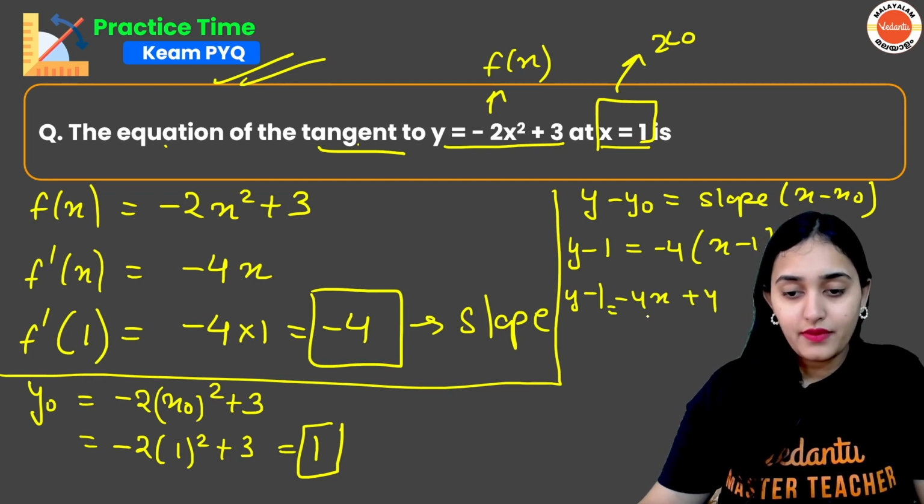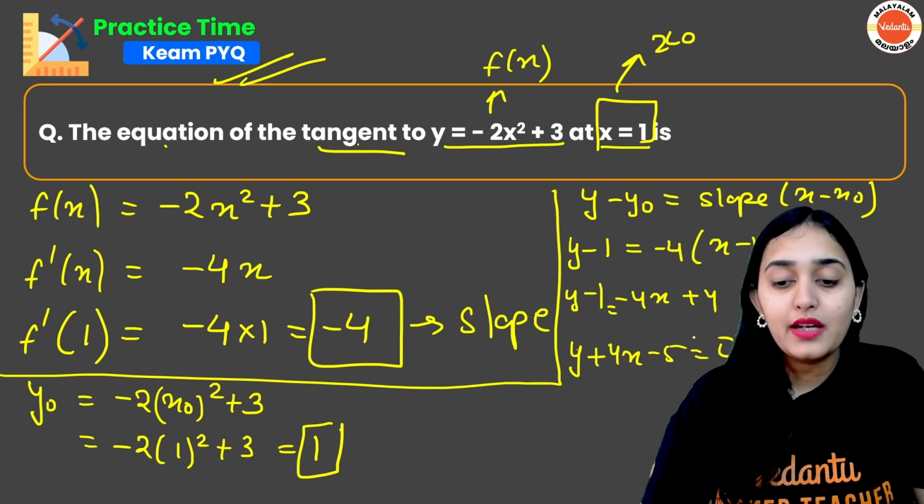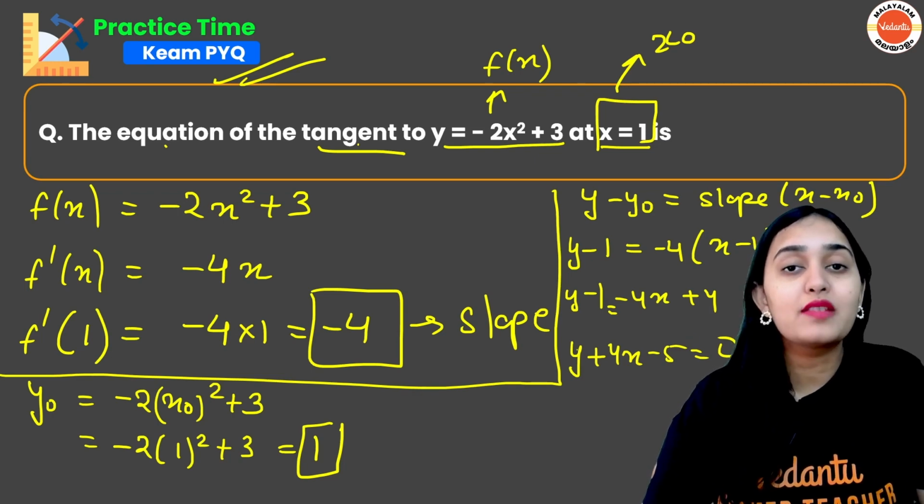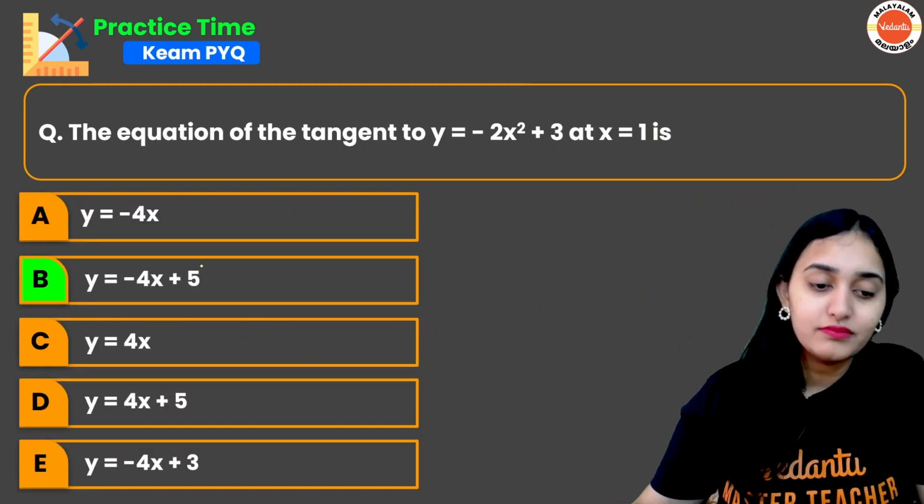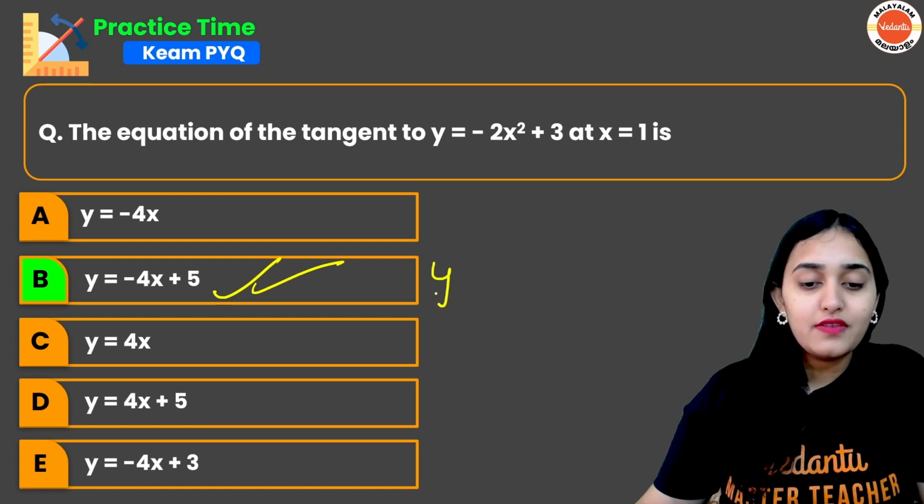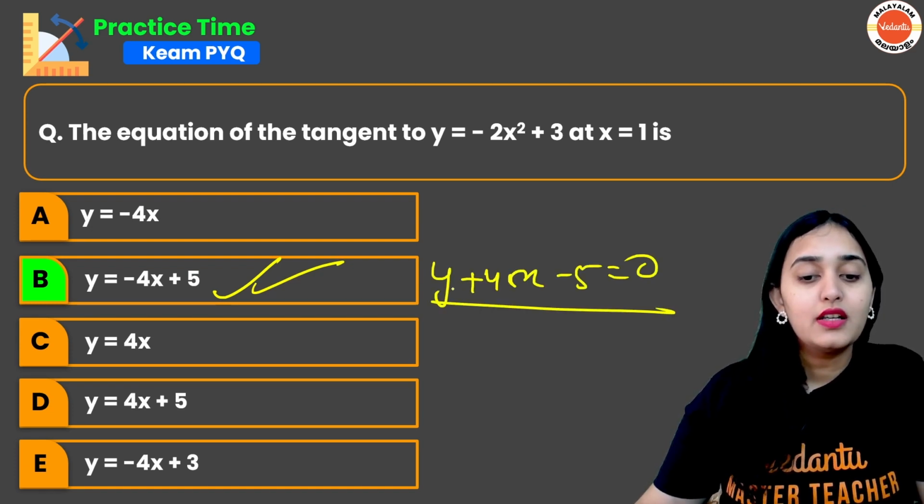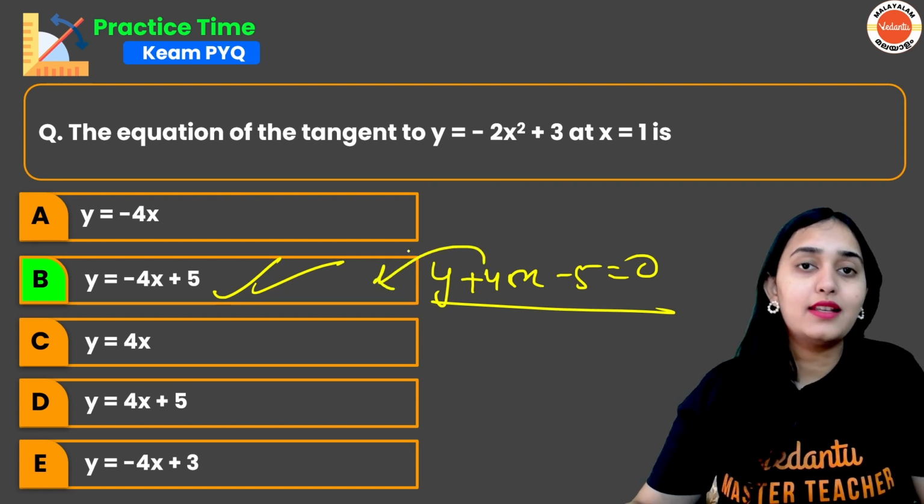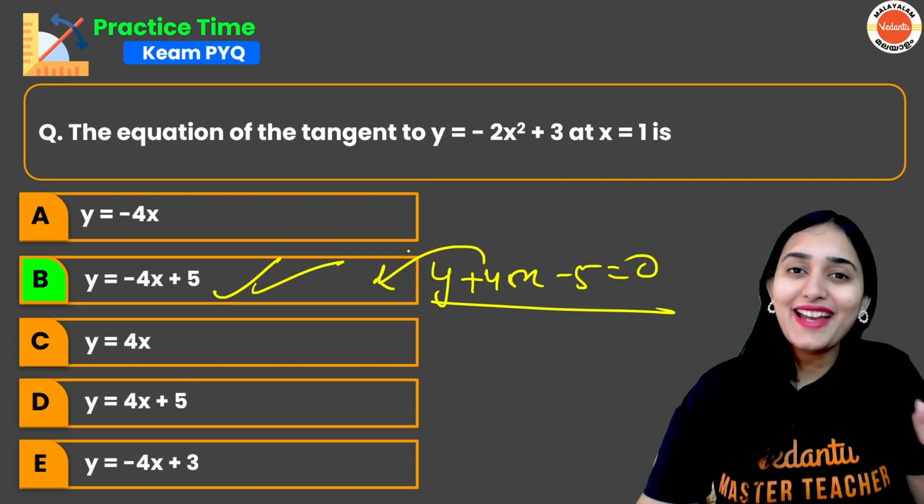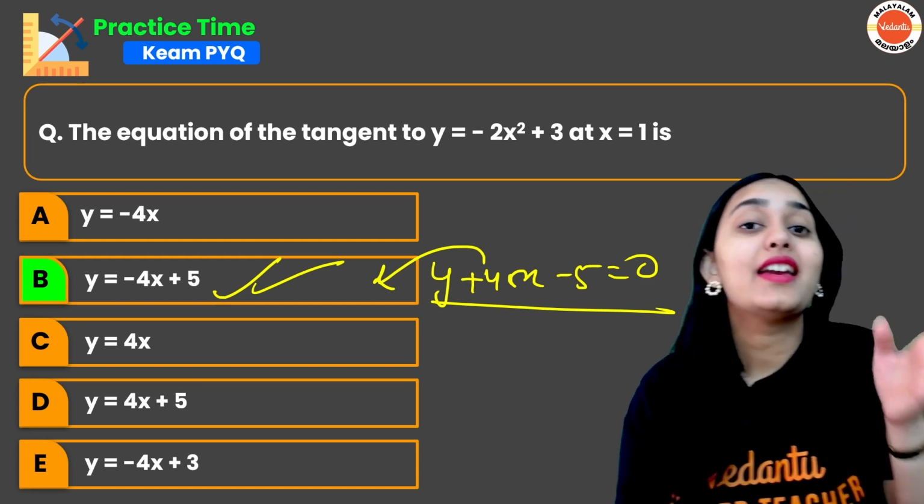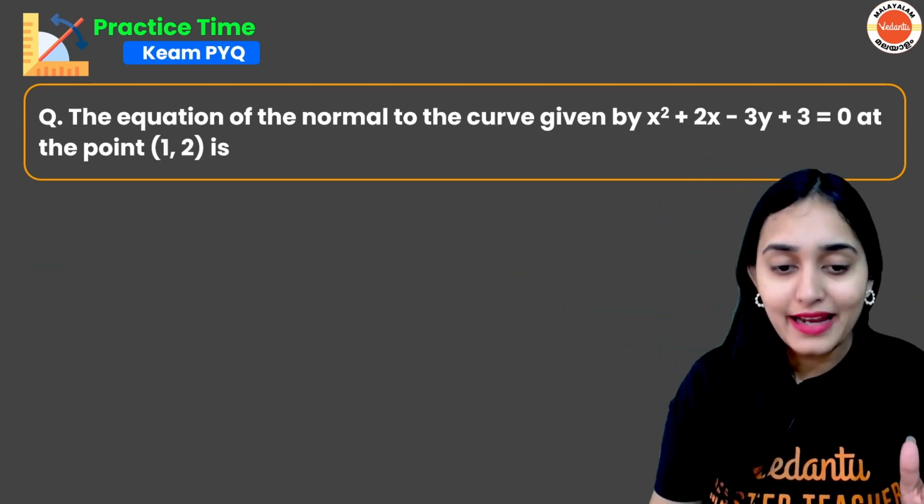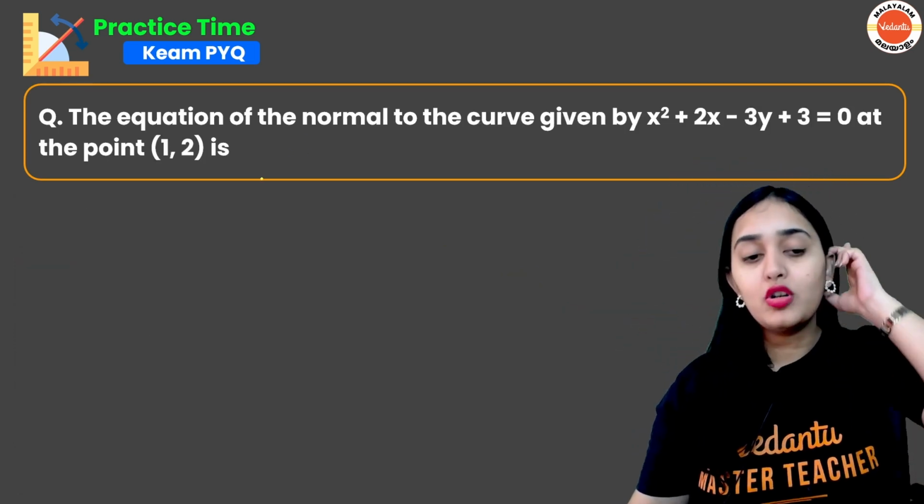So we have y plus 4x minus 5 is equal to 0. So my equation is coming y plus 4x minus 5 is equal to 0. Let's see. Yeah, correct. So this is y plus 4x minus 5 is equal to 0. Same, you write it like this or like this. Same thing. So you got the answer. See how simple is equation of tangent and normal, right? Let's do two more questions.